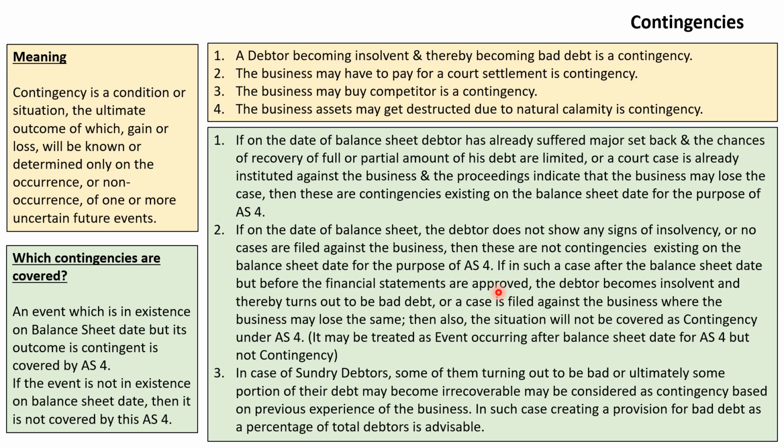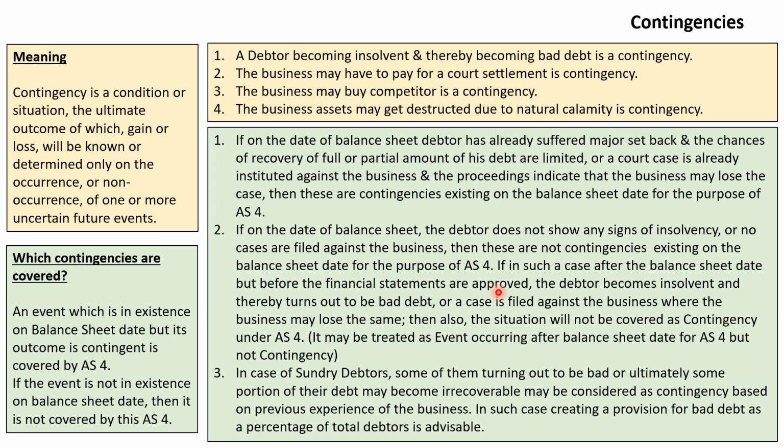On the balance sheet date, no cases were filed, merely because after the balance sheet date but before the financial statements are approved by the board of directors, in those 3 months period, some debtors have turned out to be bad. In those 3 months, some cases are instituted against the company. Automatically these things don't become contingencies. For a particular thing to be classified as contingency, it is necessary that such contingency should already have been in existence in the balance sheet on the date of balance sheet.